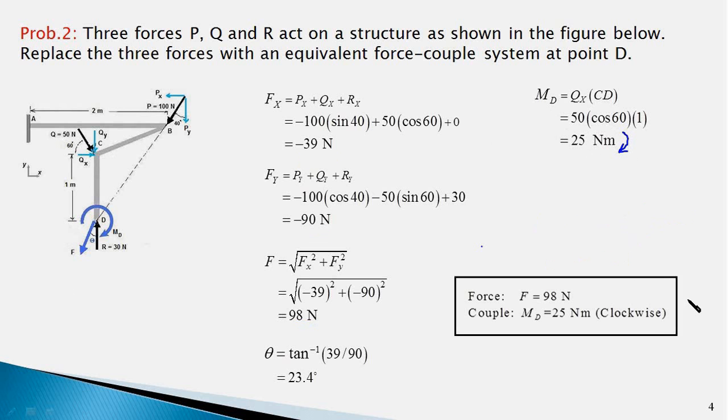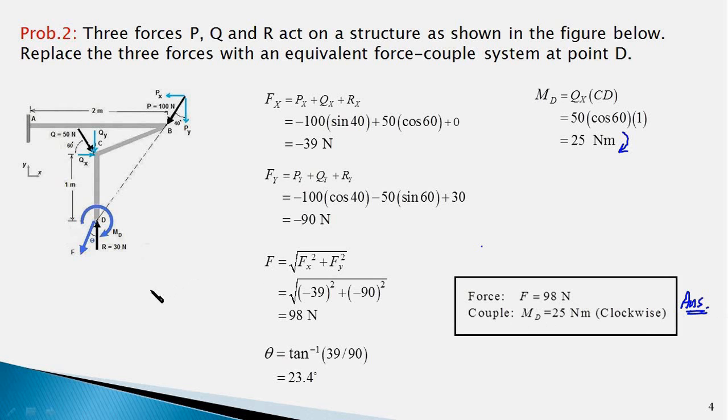So this is our final answer. The force of 98 Newtons making an angle 23.4 degrees with the vertical, along with a couple of 25 Newton meter in clockwise direction, would have the same effect as the three forces on the body.